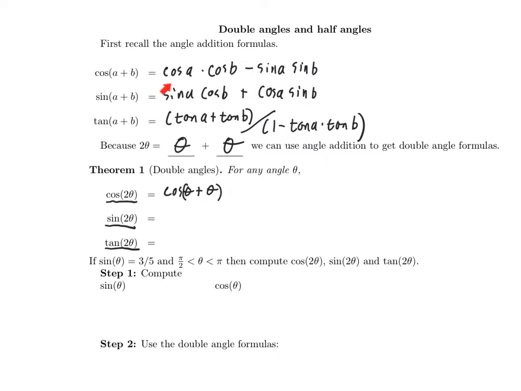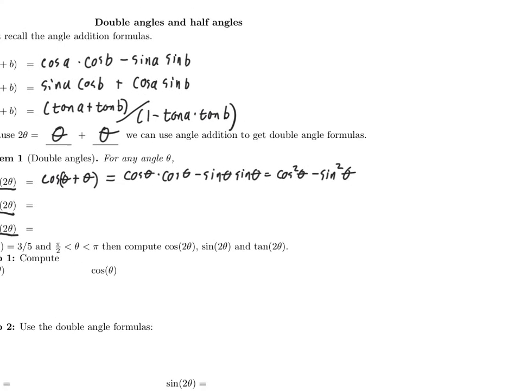And then I can use this formula on the right where A and B are both theta. So this will be equal to cosine theta times cosine theta minus sine theta times sine theta, also known as cosine squared theta minus sine squared theta. And there will be 3 versions that I'll write of the double angle formula for cosine. So there is version 1 of the double angle formula for cosine.